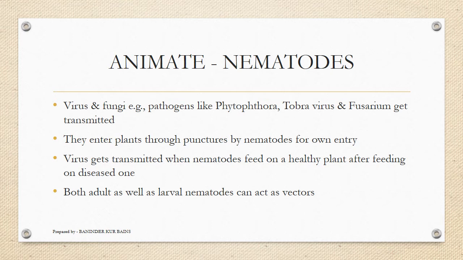So the pathogens like Phytophthora, Tobravirus and Fusarium get transmitted through nematodes. And the nematodes puncture the plants for their entry, and if the spores or pathogens are present in them, then they enter the plants through those punctures which are being made by the nematodes. So these can act as major carriers, and the virus gets transmitted when nematodes feed on the healthy plants after feeding on the diseased plants, if they are present in them.